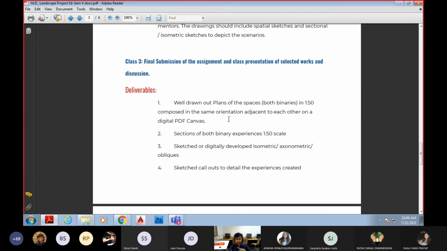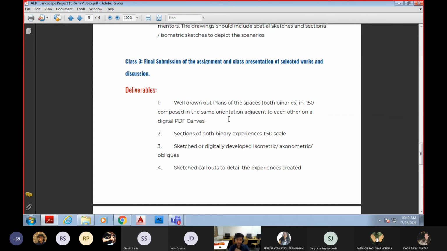That is one. Second is we need you to draw out sections of both the binaries, preferably from the same spot, because we want you to realize that just a small twist of things brings a kind of change. For example, that pocket garden that Jude showed. There was a photograph of what it was before and what it eventually became, right? There's a sea of difference if you look at the sectional understanding of both. So now these sections could be sectional perspectives as well. The submission could be sketched or digitally put together.